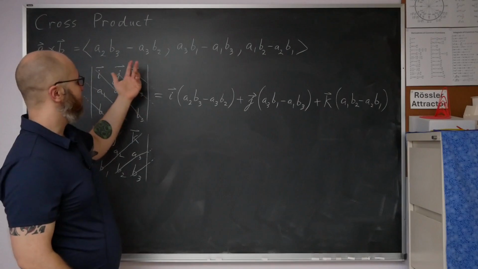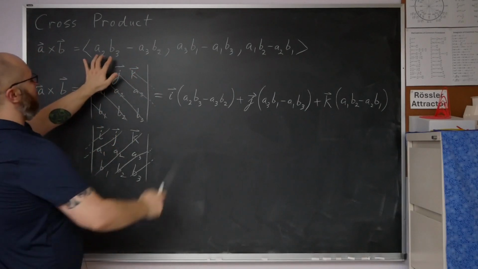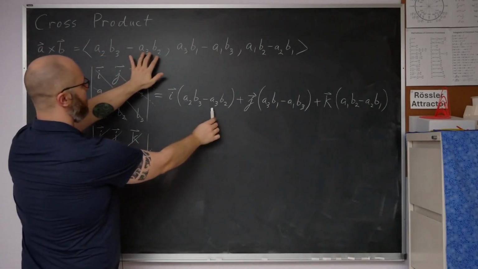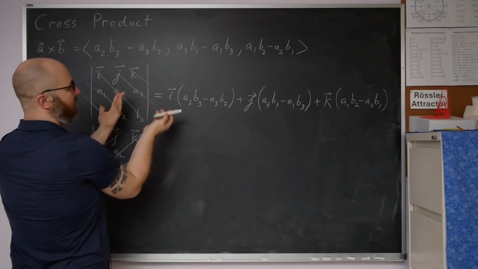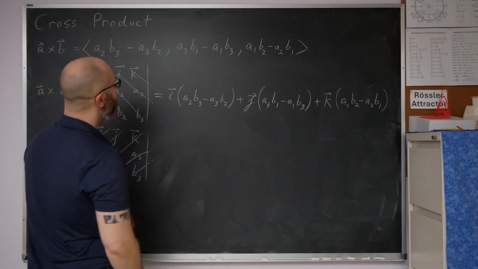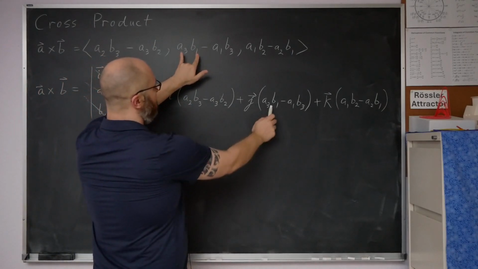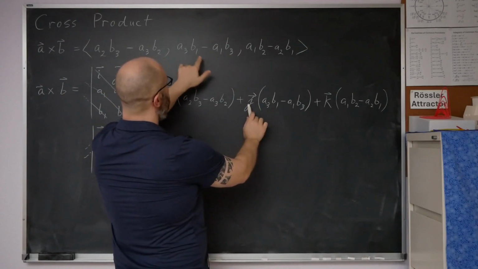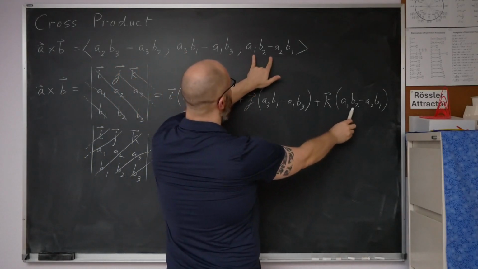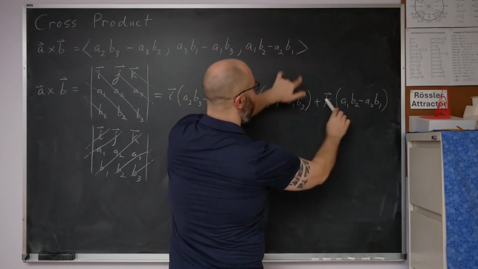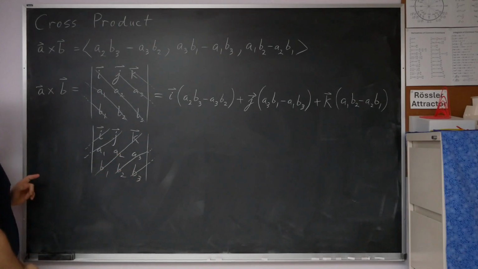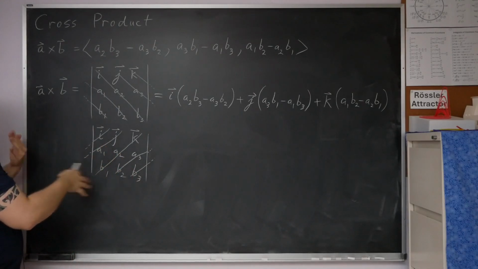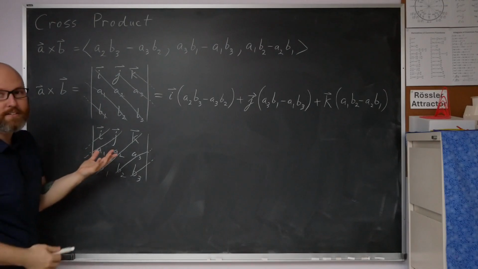And as you can see, that matches. So here we have A2, B3 minus A3, B2, and that's in the x components, and I is the vector pointing in the x direction. Then we have A3, B1 minus A1, B3 for the j component, and then we have A1, B2 minus A2, B1 in the k component. So this is a very nice pictorial way to remember what the cross product is, how to calculate it.